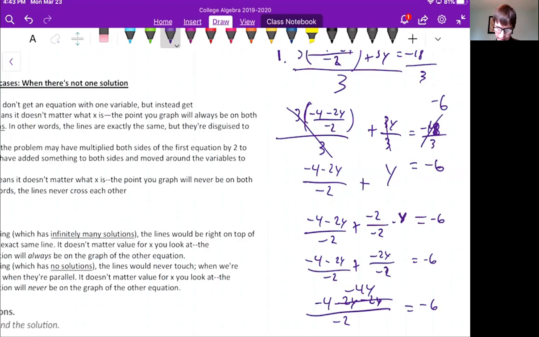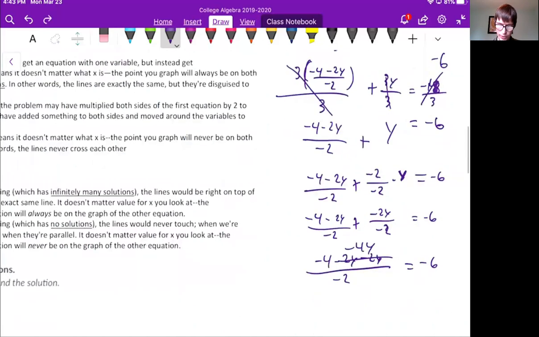Now we've gotten the y's all together. So the next thing we need to do is to get y all by itself. We're going to start by getting rid of the things that are furthest away from y. The furthest thing away from y on this side of the equation is this -2 at the bottom. So we're going to get rid of that. This whole thing is being divided by -2.